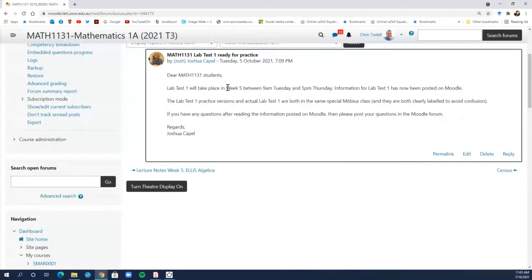And the most important thing: this is the window for doing the test. You have to complete the test by 5 p.m. You cannot start the test at 4:55 and expect to have the full time to do the test, right? So don't do that.